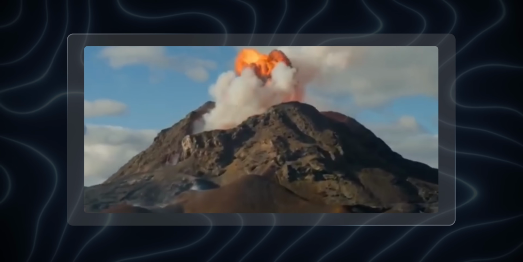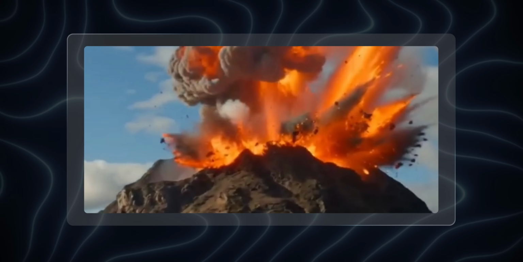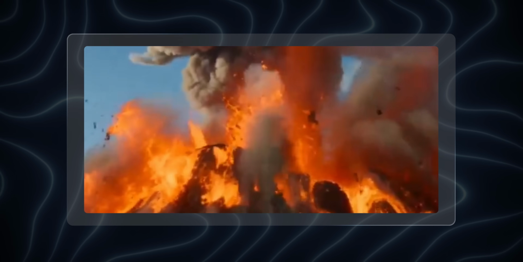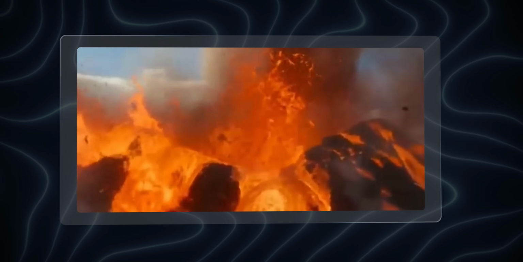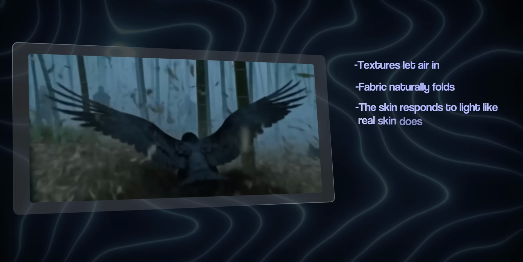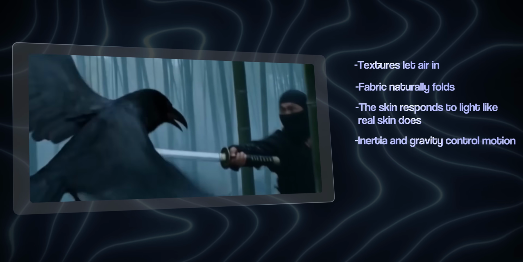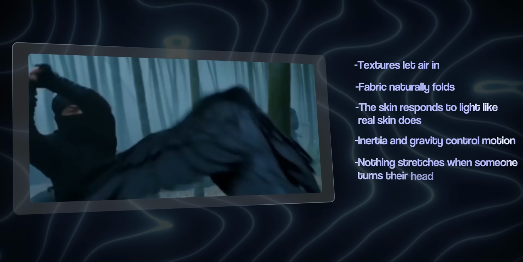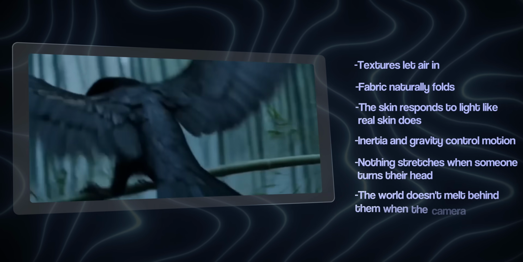Seedance 2.0 inside Pippit gives you an ultra realistic experience that is so real it makes you feel uncomfortable in a good way. Textures look real, fabric naturally folds, the skin responds to light like real skin does. Inertia and gravity control motion, nothing glitches when someone turns their head, and the world does not melt behind them when the camera moves. Lastly, AI characters look like real people, not mannequins that are trying to look like people, but that's only part of the story.